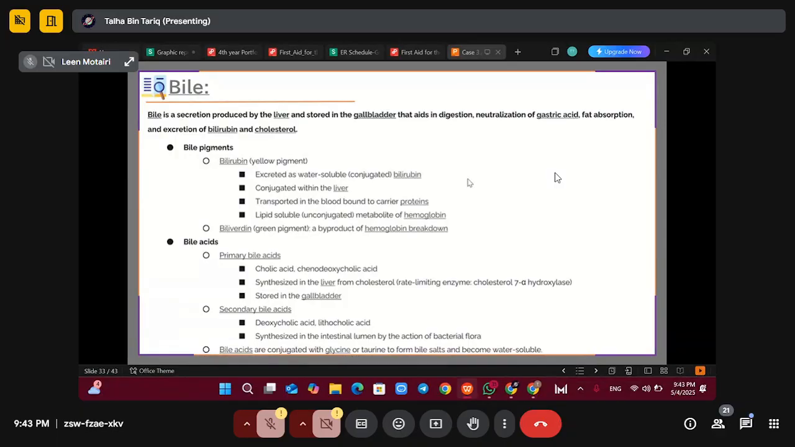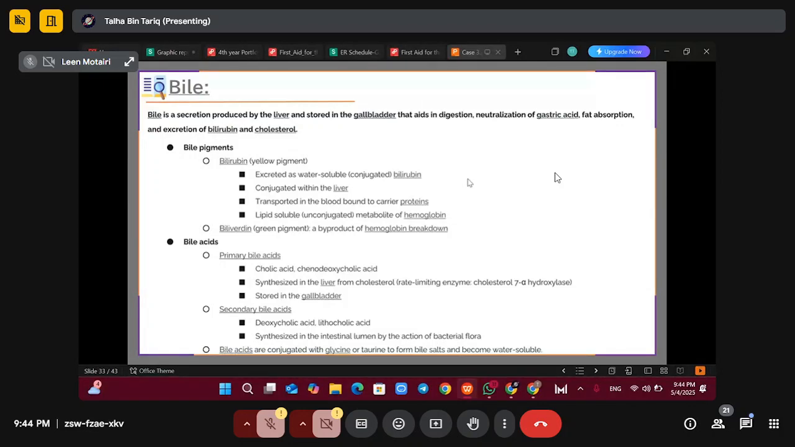We have the cholic acid and the chenodeoxycholic acid, and they are stored in the gallbladder. And then we have the secondary bile acids: the deoxycholic acid and the lithocholic acid. The cholic acid is basically converted into deoxycholic acid, and the chenodeoxycholic acid is converted into lithocholic acid. These secondary bile acids are not made within the liver. They are made within the intestinal lumen by the action of bacterial flora.